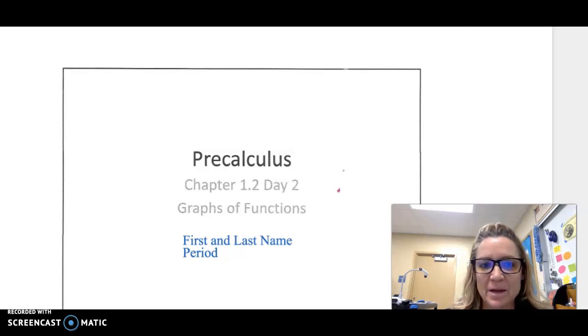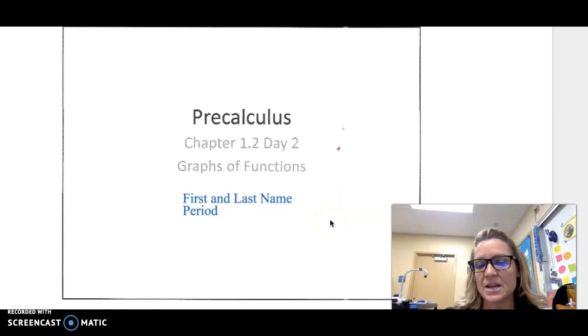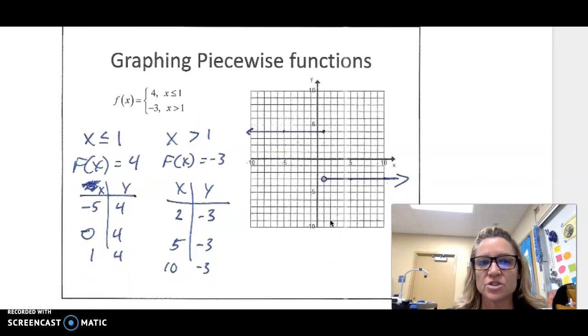Hi, welcome to the pre-calculus notes on graphs of functions. So this is day 2, and we're going to delve a little more into graphing piecewise functions.